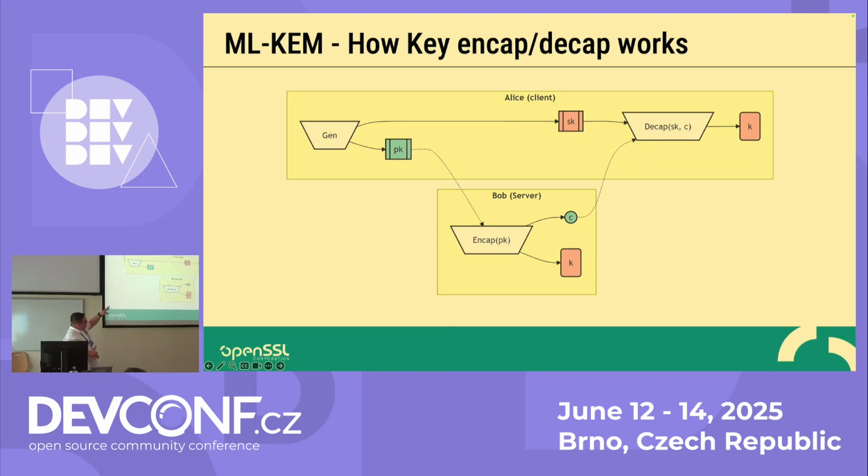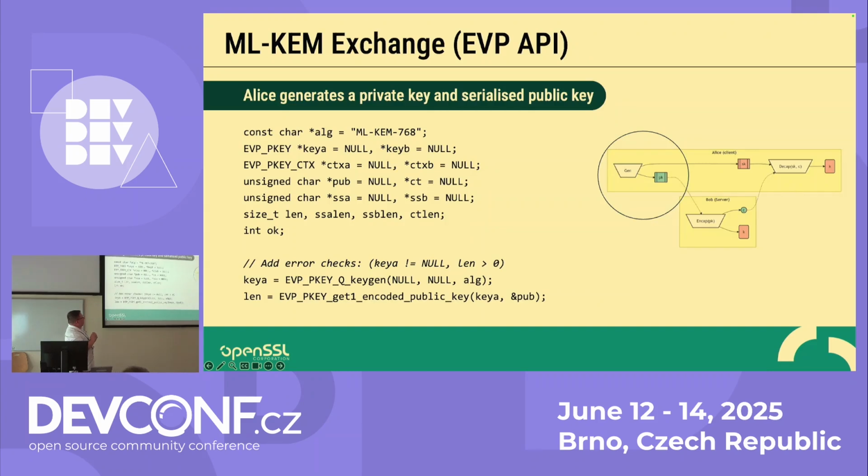This is, I think, a typical client-server scenario where you have a server which receives the public key, generates ciphertext, and that client can decode it, decapsulate, and get the shared secret, which is finally the key which will be used for encryption of the connection. We will not do any encryption of the connection. We will just do the key generation, encapsulation, and decapsulation.